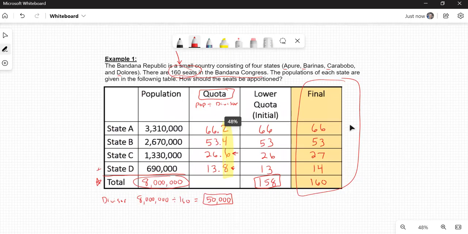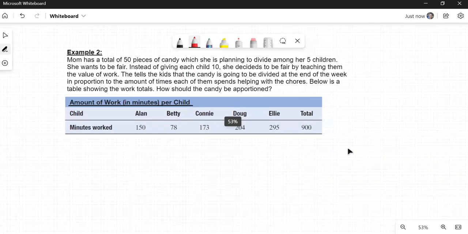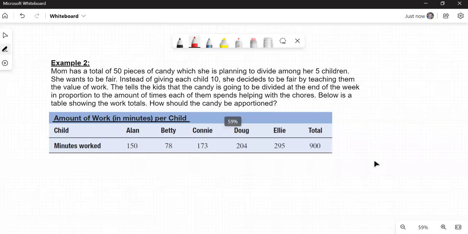Okay, in the next example, we'll have you get on board just a little bit. This one is not a state, but really just an idea about what could happen in a family. So let's read it. Mom has a total of 50 pieces of candy. Oh, wow. And don't you know that everybody wants a little bit of that, which she is planning to divide among her 5 children. All right. She wants to be fair.